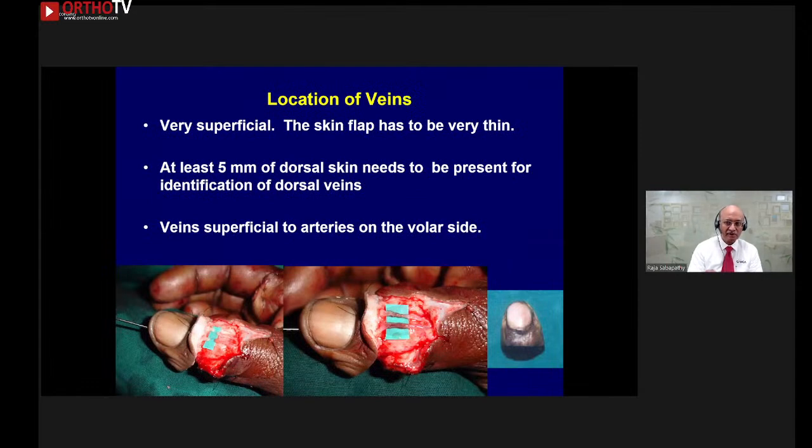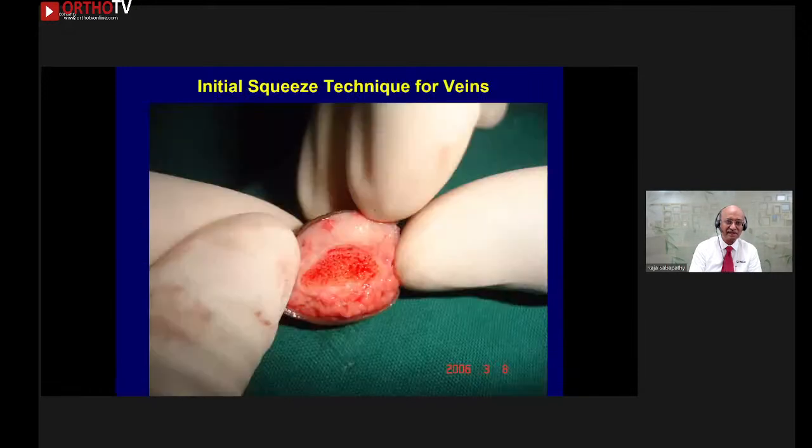And how do we catch these veins? I think that's very important. In a tip replant, if you have to get a dorsal vein, you need to have at least 5 millimeters of dorsal skin present. See, for example, it has to be like this. Only then you can get a vein. Otherwise, you need to get a volar vein. And these volar veins are very superficial. So if you take a thick skin flap, the veins will go off in the flap. So you need to almost raise a dermal flap so that you can get the veins.